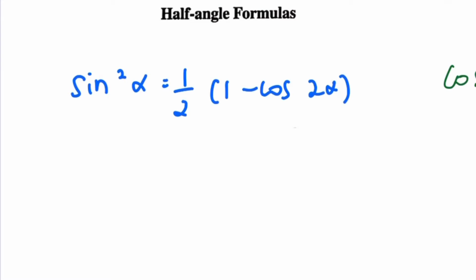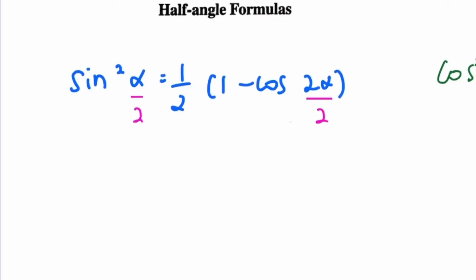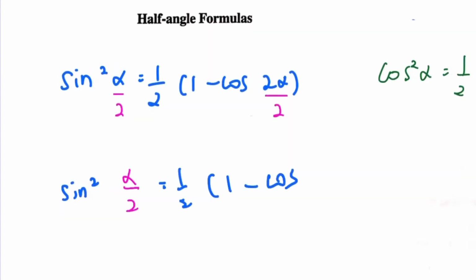What we want to do now is take our angle alpha and make it a half angle. So whenever you see an angle, let's divide it by 2. Here, you have the angle 2 alpha, so let's divide it by 2. Therefore, our equation becomes sine squared alpha over 2 equal to half of 1 minus cos alpha, because 2 can be divided by 2.